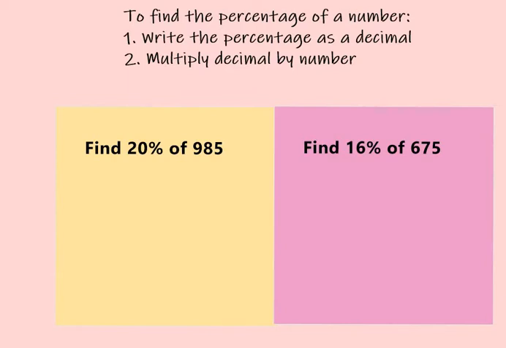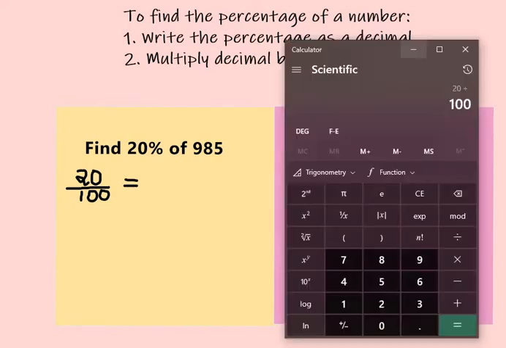Now in the previous videos, we learned that percentage means out of 100, not true? So when we are given the problem, find 20% of 985, 20% means 20 out of 100. Now we want to convert this to a decimal. We can use our calculators. It's very easy. So let me bring up my calculator here.